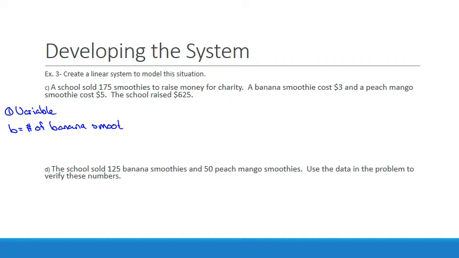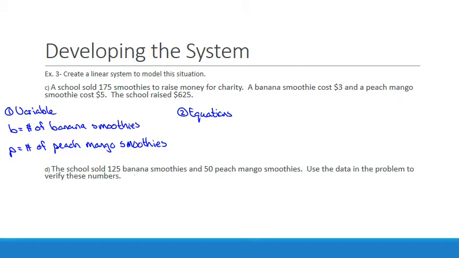Sorry, I'm writing slow, everybody. And then P, number of peach mango smoothies. Okay, now whenever you're involving money or values, you can also use a little chart to help you. But we're going to go over that chart in a future lesson. So let's look at equations now.